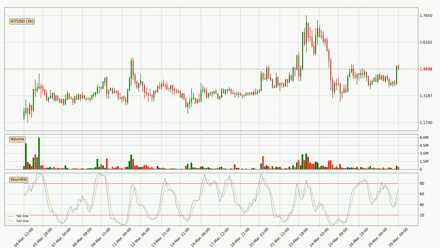Jumping to the 3-hourly stochastic RSI, the stochastic RSI currently shows no overbought or oversold conditions, but the %K line is over the %D line, which means the current trend is to the upside.